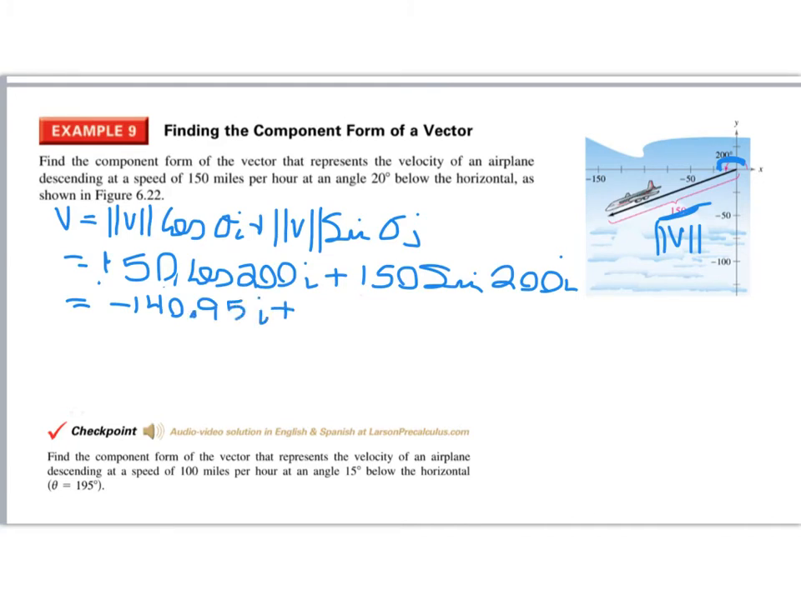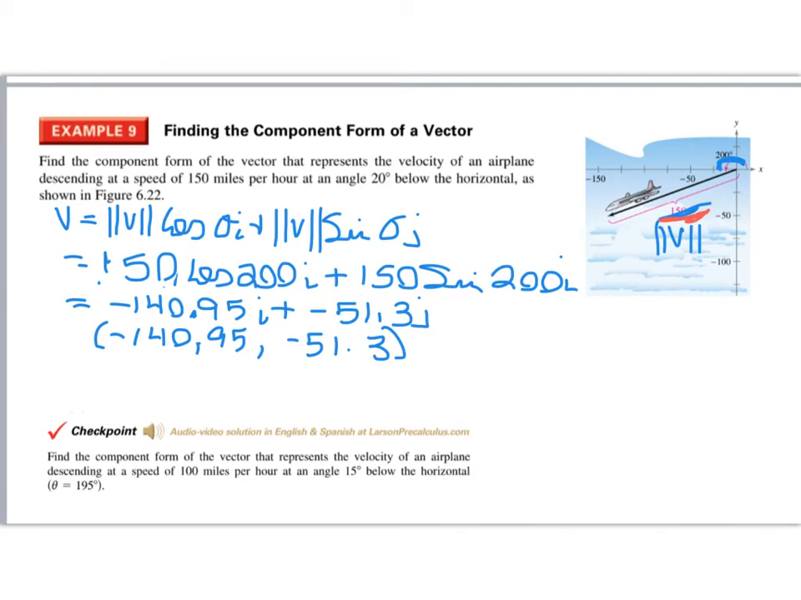-140.95 i plus -51.3 j. So therefore our component form would be -140.95 and -51.3. Now, in order to check yourself, what you can do is this. You want to find the magnitude. Your magnitude should equal 150.